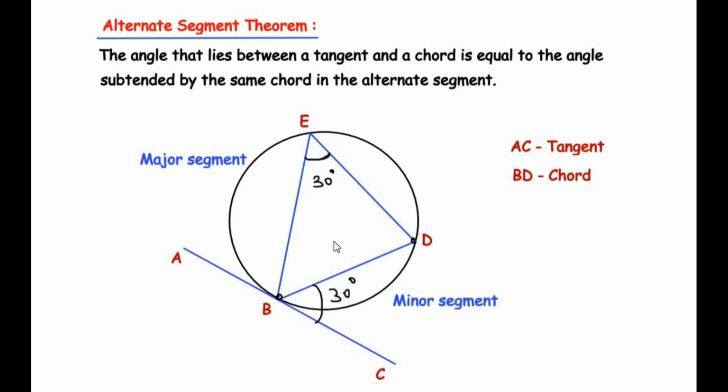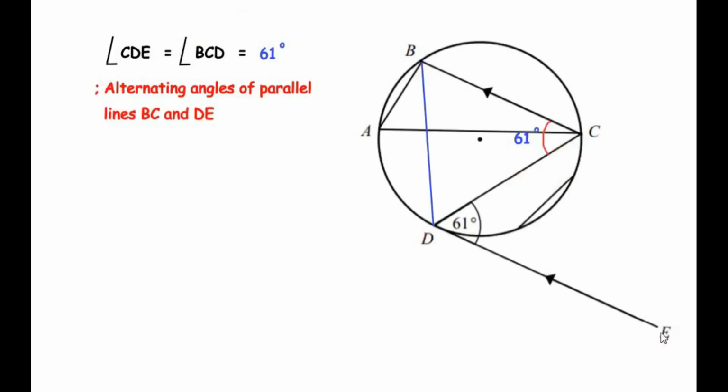So let us see how we can use this theorem to solve the example above. Now here DE was given as the tangent, and we can see that CD is a chord that makes an angle of 61 degrees with the tangent.